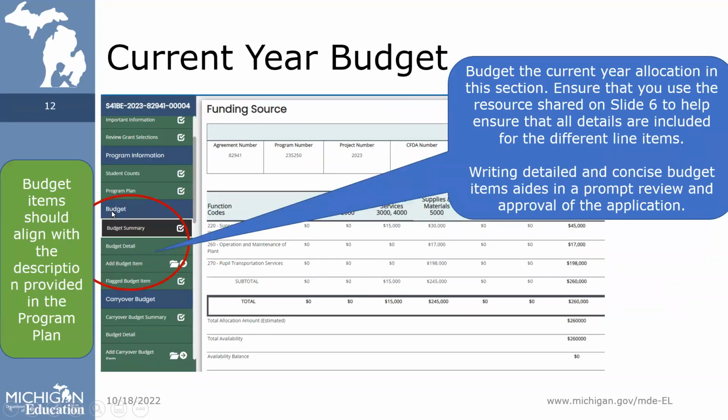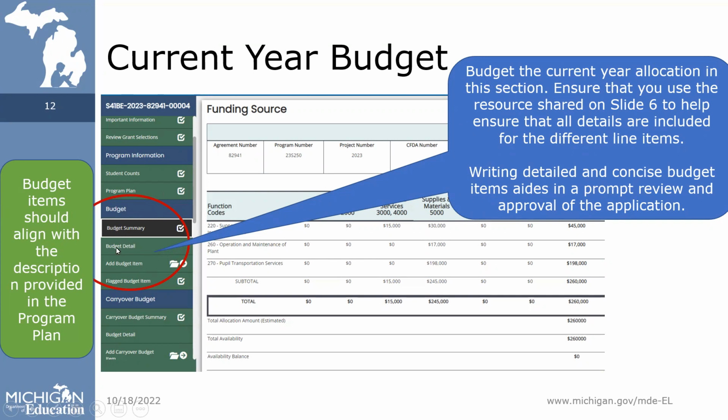Okay, moving down, we're now into the budget section. Here's a note. The items that you put in this budget section should align to what you described in the program plan. For example, if you said you were going to run a summer school program for your multilingual learners using section 41 funds in your program plan, then your budget detail should have details about the summer school that you're going to run. For example, you would have teacher salaries. You might have materials and supplies for the summer school. You might have transportation for the summer school. That's what I mean when I say the budget items should align to the program plan.